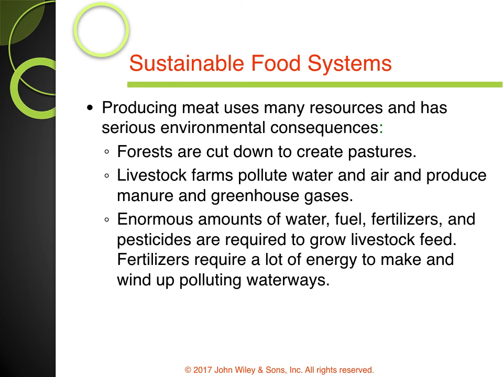All right, so sustainable food systems. What does this mean? Producing meat uses many resources and has serious environmental consequences. Forests are cut down to create pastures. Sad. Livestock farms pollute water and air and produce manure and greenhouse gases. Yikes. Enormous amounts of water, fuel, fertilizers, and pesticides are required to grow livestock feed. Fertilizers require a lot of energy to make and wind up polluting waterways.